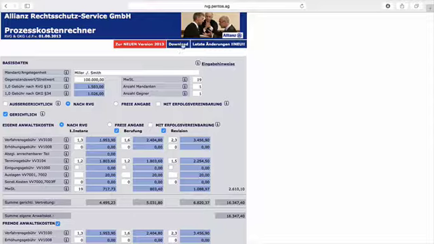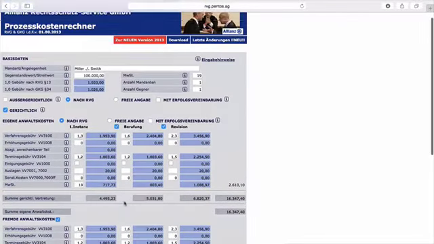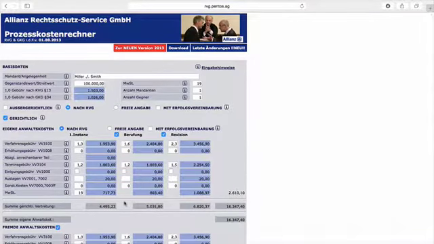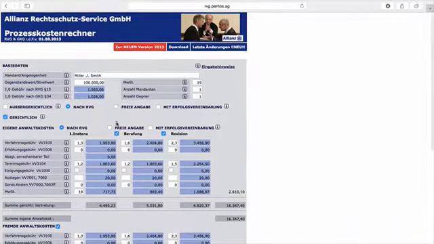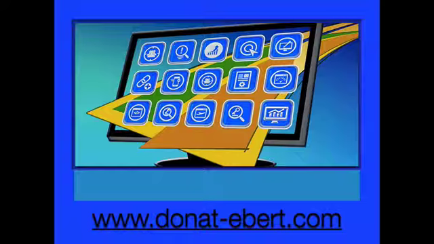Here you can also see you can download the calculator, and you can download the whole thing so that you have it on your own computer. The case Miller against Smith, 100,000 at stake, this risk. This would be it for today.